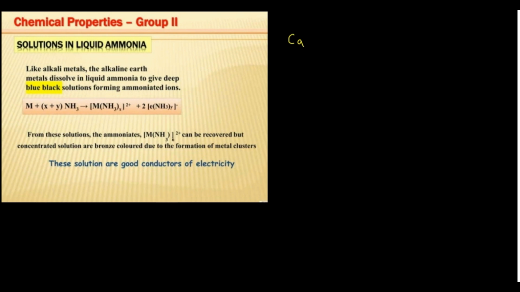So what will happen? It will form the calcium 2 positive ion and will liberate 2 moles of electrons, or 2 equivalents of the electrons, sorry, to the ammonia, which is present as the solvent. It will grab these electrons, and then hydrogen gas will be evolved, and you will form the amide ion, 2 of NH2 negative, right?